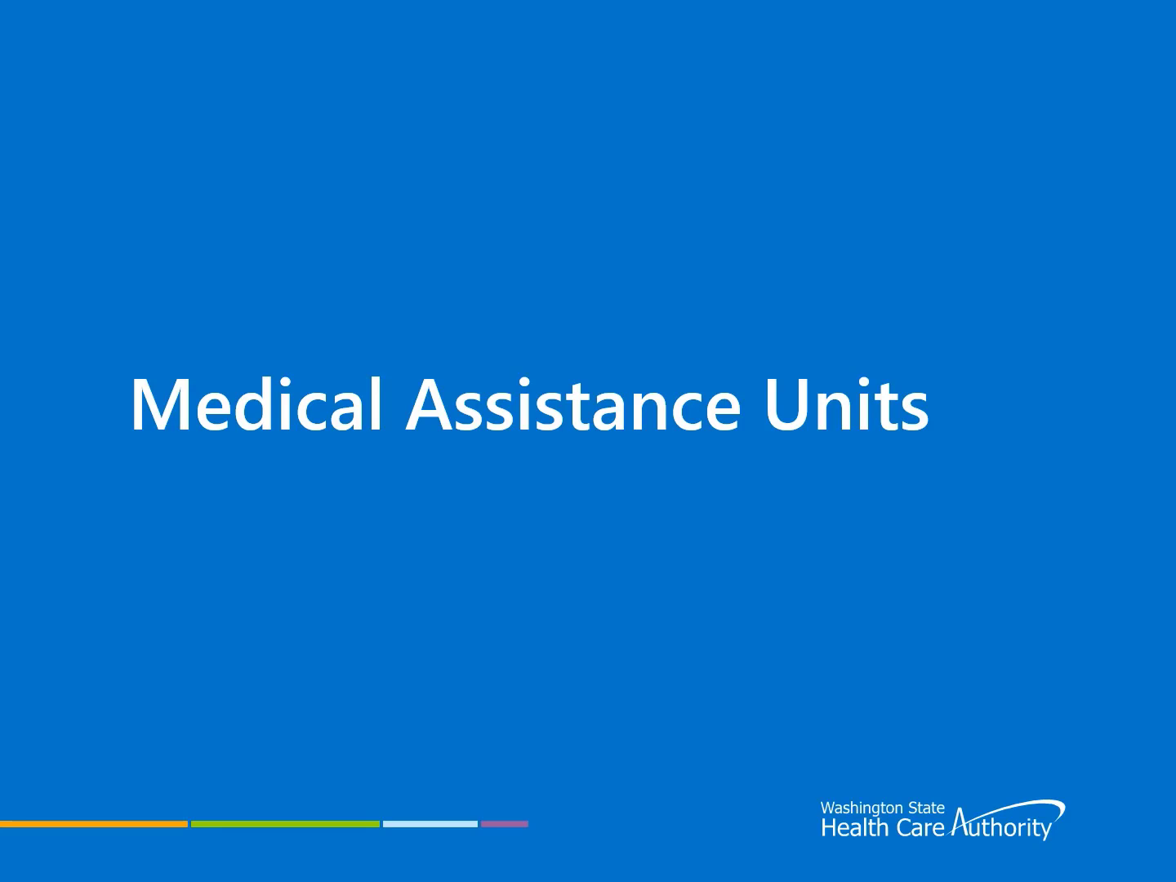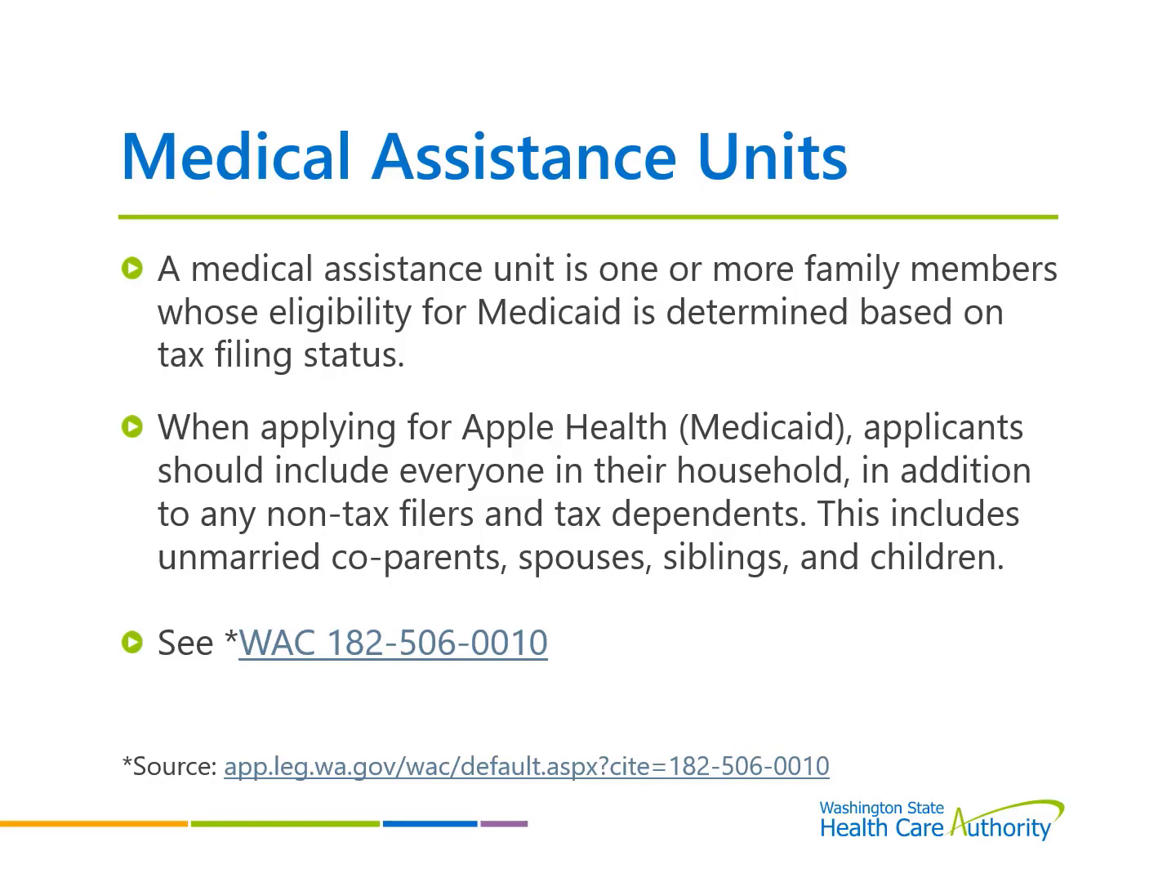Medical assistance units. A medical assistance unit is one or more family members whose eligibility for Medicaid is determined based on tax filing status. When applying for Apple Health Medicaid, applicants should include everyone in their household, in addition to any non-tax filers and tax dependents. This includes unmarried co-parents, spouses, siblings, and children.